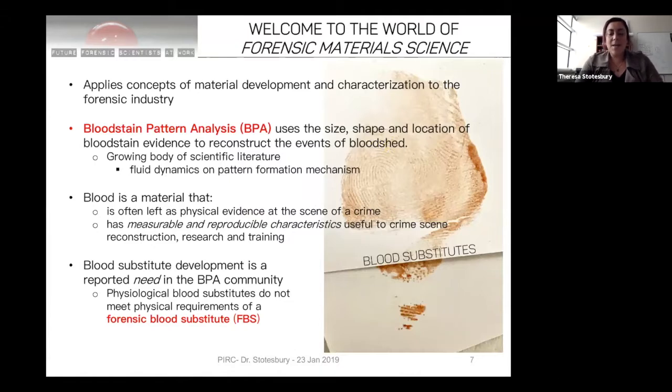Really, I create polymers, or lots of different materials. I get to invent them in the lab and make them behave like blood would at a crime scene. How do I do that, or what's the basis for the science behind that? Well, we know that blood's a material. If we put our hat on as a material scientist, we can think of blood as a material, and we can hone in on those measurable and reproducible characteristics that are useful to things like crime scene reconstruction, research, and training.